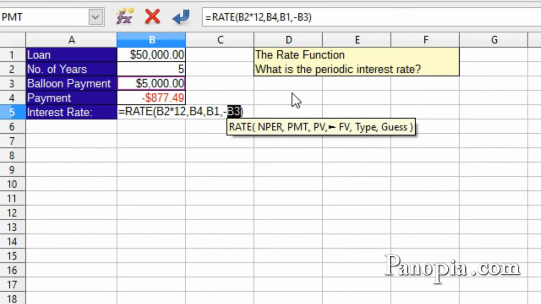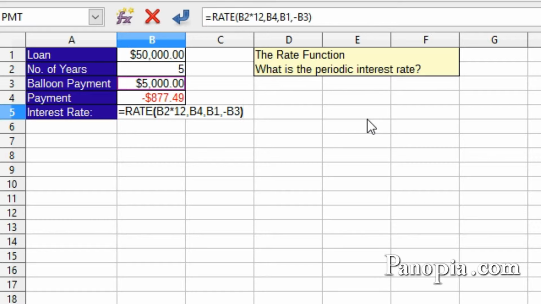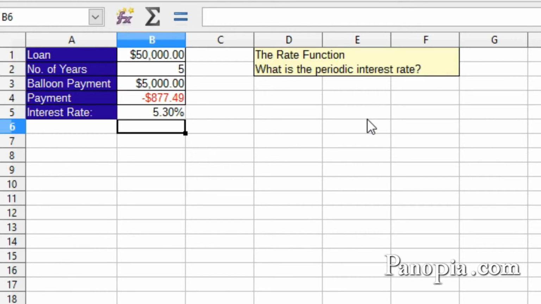The type and guess parameters are optional. Type is the payment at the end of the month, which is the default, and guess allows Calc to make an estimate of the interest value. So we don't need these parameters. The rate function will give us the periodic interest rate. I want the annual rate. So click after the parentheses and type times 12, and that will give us the annual rate. Now press enter. And there you have it, the 5.3 APR that we had in the first example.